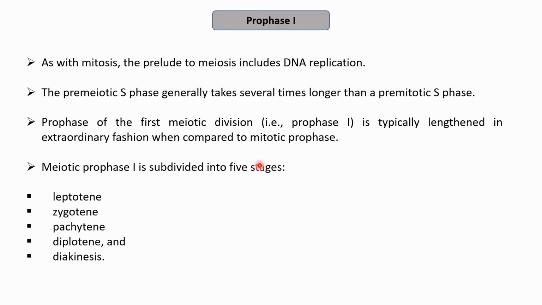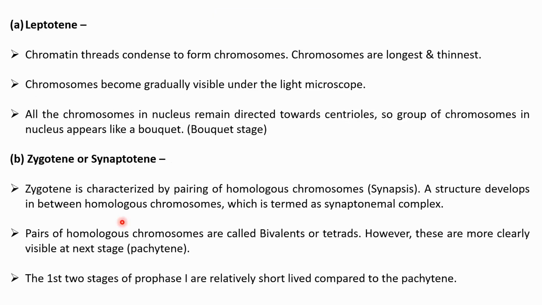Meiotic prophase is then further subdivided into 5 stages. These stages are leptotene, zygotene, pachytene, diplotene, and diakinesis. So these are the 5 different stages into which meiotic prophase 1 is further subdivided. Starting with leptotene, what happens during the leptotene stage of prophase 1?